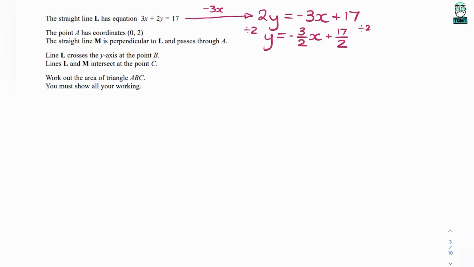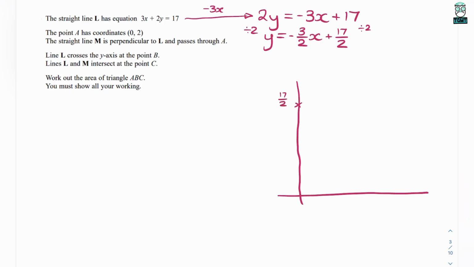And if I think about what that looks like, if I was to draw a basic set of coordinates, just doing a sketch, and this is just to help me, I'm not going to gain marks for this, but I might need it. It's got a negative gradient, and it's got a y-intercept of 17 over 2. Now, to be fair, 17 over 2, that's 8.5. So let's imagine that's up here. Let's just label that 17 over 2, or 8.5, and I have a negative gradient.